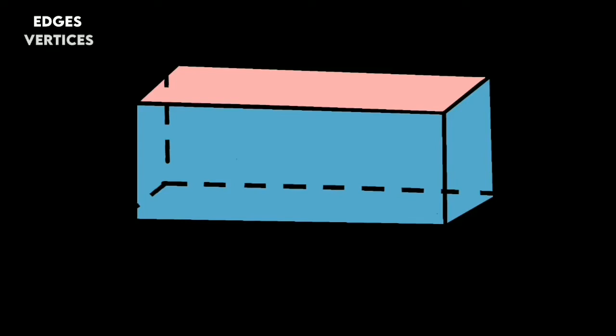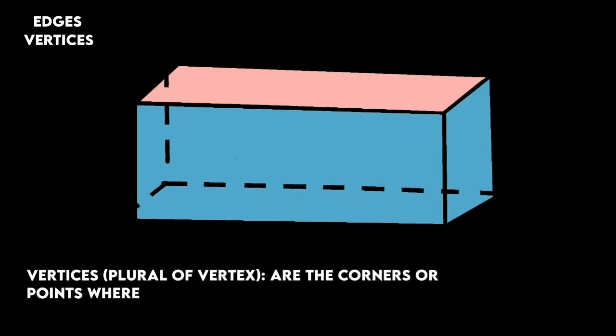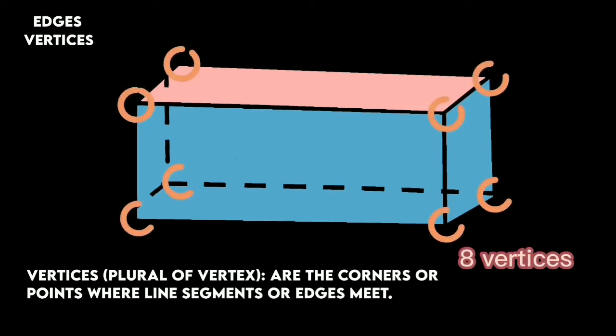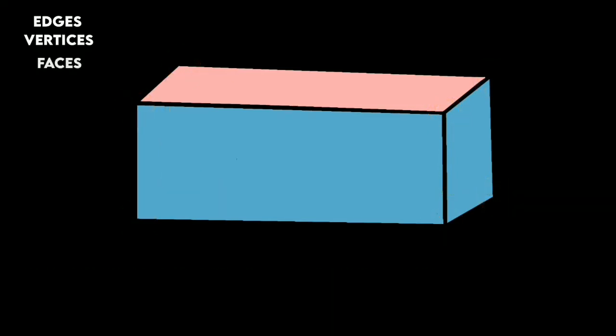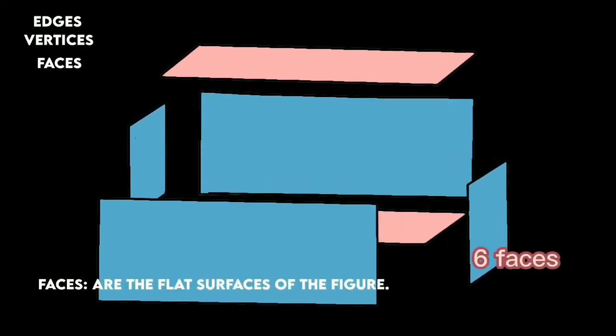Next part is vertices. Vertices are the corners or the points where line segments or edges meet. The figure right here has 8 vertices. Next part, we have faces. Faces are the flat surfaces of the figure. In our example, it has 6 faces.